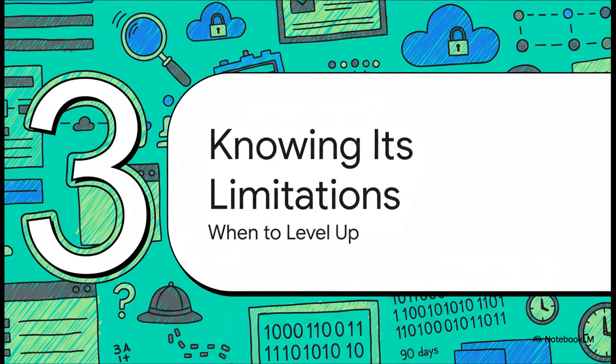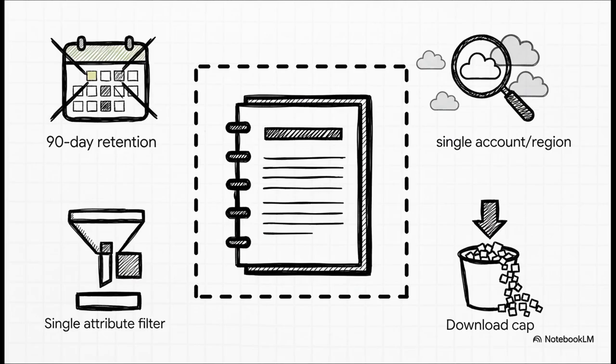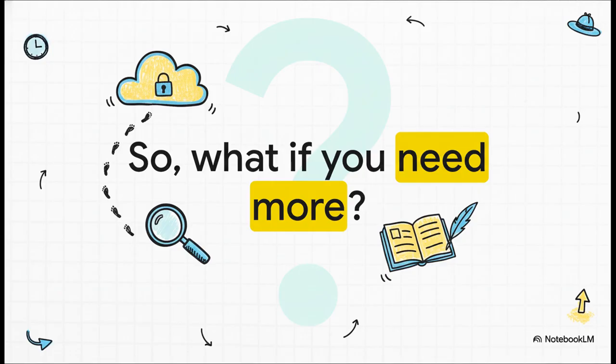So, Event History is fantastic. It's amazing for those quick, recent investigations. But it's not a silver bullet, and it's just as important to know its limits so you know when it's time to reach for a more powerful tool. Okay, so let's run through the big ones. We already hammered on the 90-day retention, but you also have to remember your search is locked to a single AWS account and a single region at a time. You can't do complex searches with multiple filters at once, and there are even limits on how much you can download.